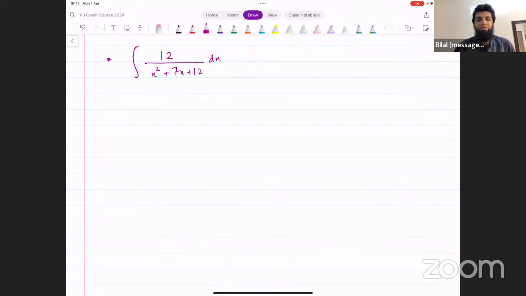Now, how do you integrate this fraction? Remember the rules that we have? ln rule, tan inverse rule, partial fractions, until now, right? Does the ln rule work here? What's the derivative of the denominator? The derivative of the denominator is 2x plus 7. We can't have 2x plus 7 in the numerator anyway, all right?